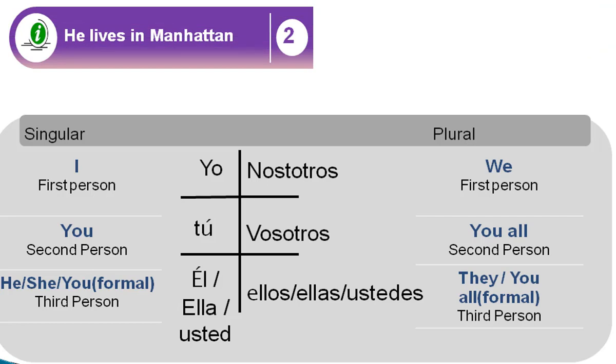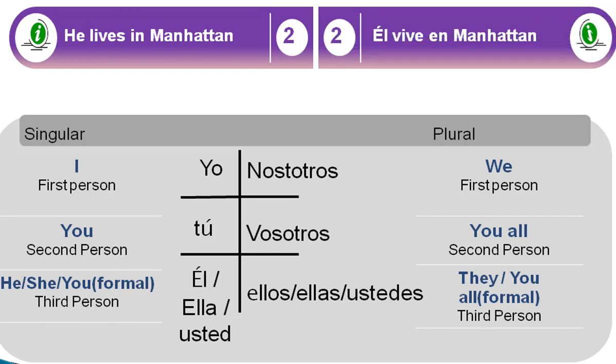Another example. He lives in Manhattan. We are talking about someone, it could be anyone, he or she, and you want to tell that this person lives in Manhattan. So él lives, which means we are talking about the third person conjugation of vivir. So it's vive. En is en. Él vive en Manhattan.